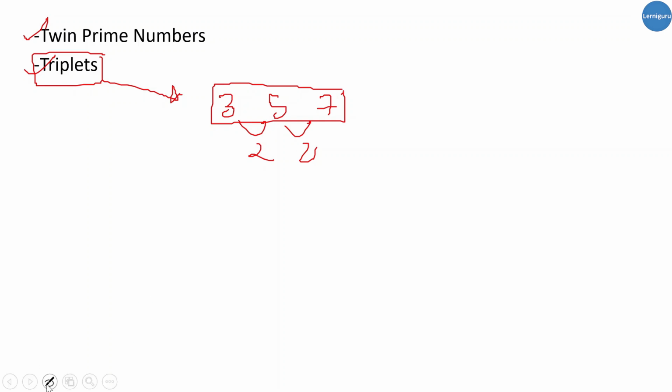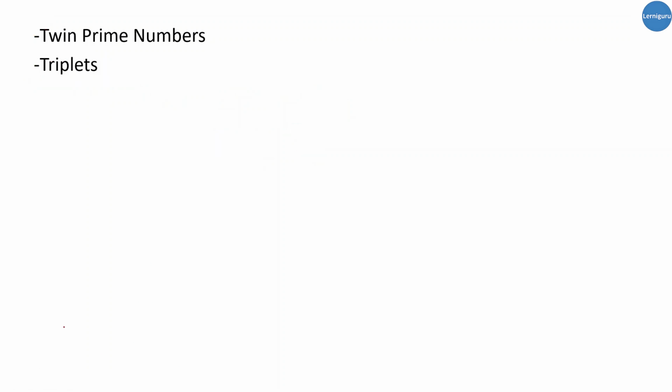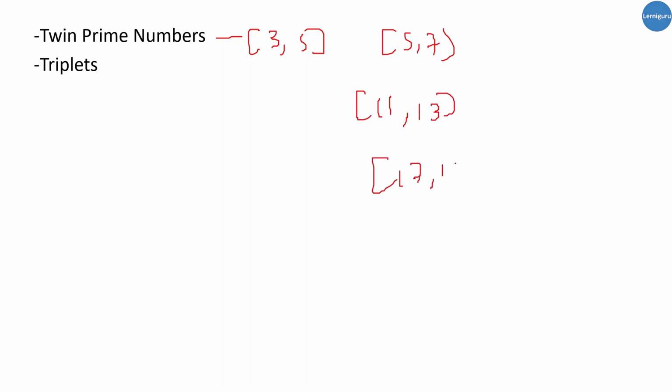Twin prime numbers are those pairs of prime numbers that have a gap of 2, like 3, 5; 5, 7; 11, 13; 17, 19. So there are so many twin prime numbers, but the triplet is only one. I hope you will remember this part.